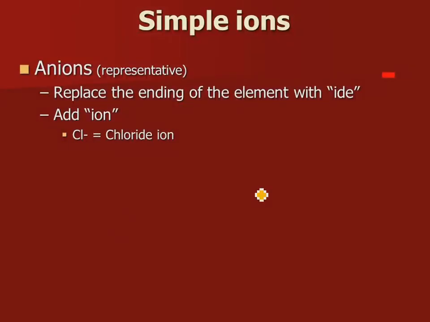Anions, on the other hand, are a little bit different. It's not as simple. Well, it's still simple. We replace the ending of the element with the suffix IDE and add the word ion. So chlorine, it's not chlorine ion, it's chloride ion. It's not bromine ion, it's bromide ion.